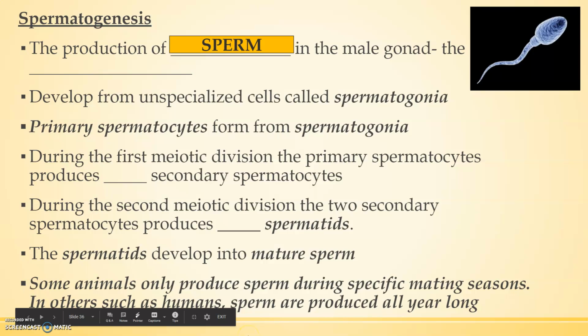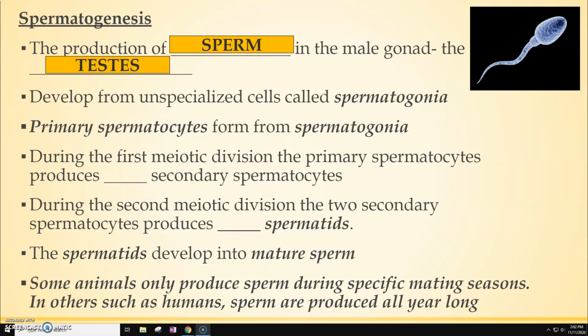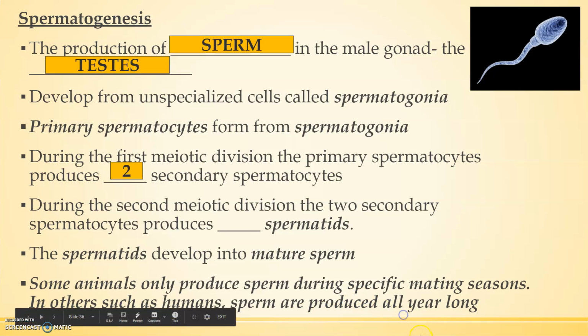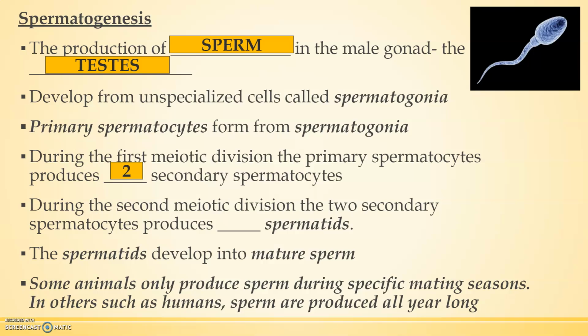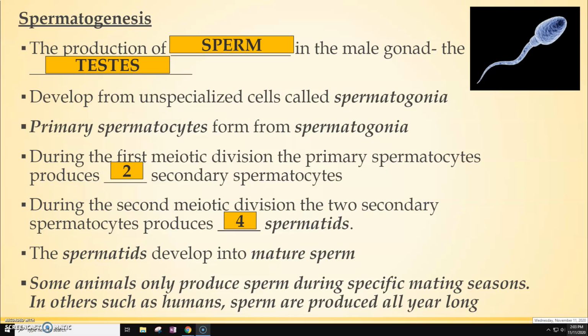So what is spermatogenesis? It's the production of sperm in the male gonad, and this happens in the testes. It's the development from unspecialized cells called spermatogonia. Primary spermatocytes form from the spermatogonia. During the first meiotic cell division, the primary spermatocyte produces 2 secondary spermatocytes. During the second meiotic division, the 2 secondary spermatocytes produce 4 spermatids. The spermatids develop into mature sperm cells.